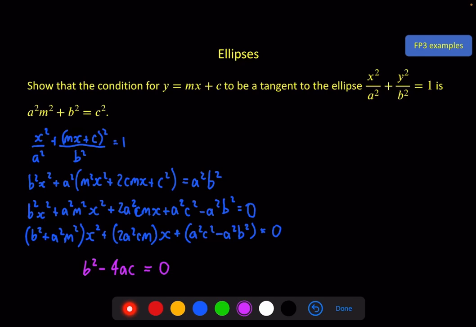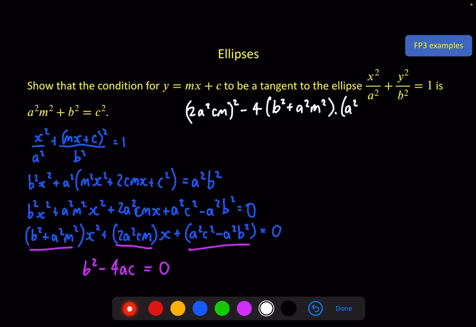So I'm going to substitute b and a and c, realizing of course that the ABC here are different ABCs here. I hope that's obvious. So substituting that in, we get 2a squared cm squared, and that's the b squared from the pink formula, minus 4 times a in the pink formula, which is b squared plus a squared m squared from our quadratic, times c in the pink formula, which is a squared c squared minus a squared b squared in our quadratic. And all of that has to equal 0 if this is going to be tangential.